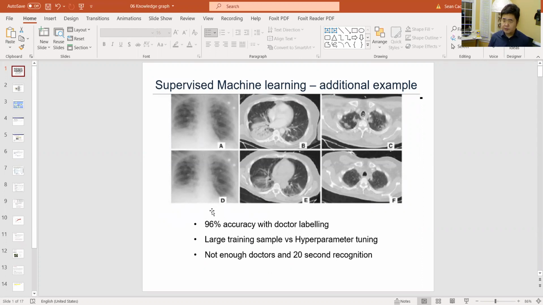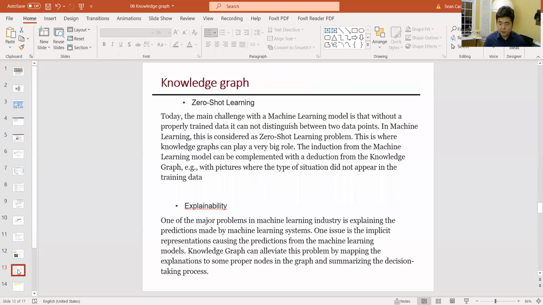But what if the sample is very small? What if the training sample is small, like financial crises? We only have less than 10 crises in history. How can we learn something from a sample of less than 10? A knowledge graph can help with that issue. You don't have to learn from the financial crisis alone.